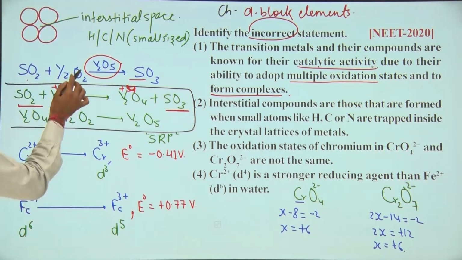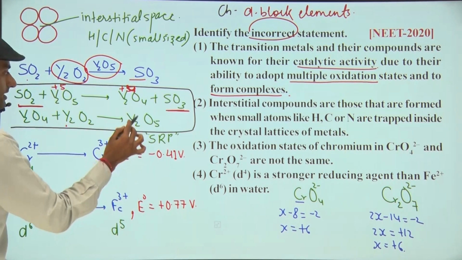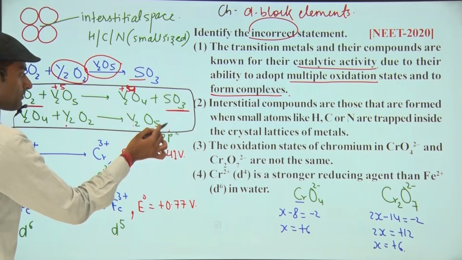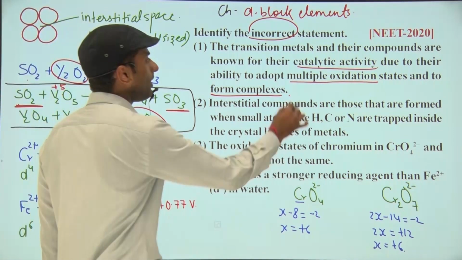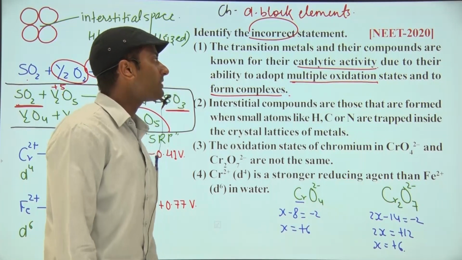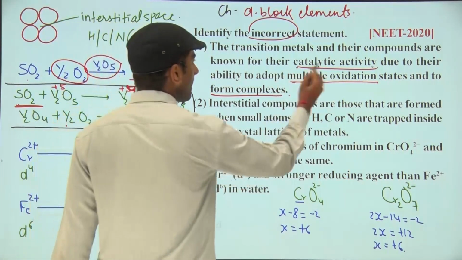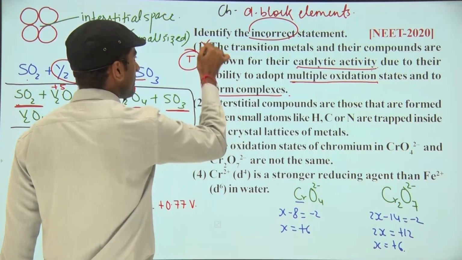Now what will happen here? This oxygen will combine with this V2O4. Now it is oxidizing into V2O5. Again this V2O5 activates to oxidize SO2 into SO3. So we can see that multiple oxidation states are shown by the d block element, the transition element. Because of that, these work as good catalysts. This statement is true, but we want the incorrect one. This is the correct statement. So cross it. Next.